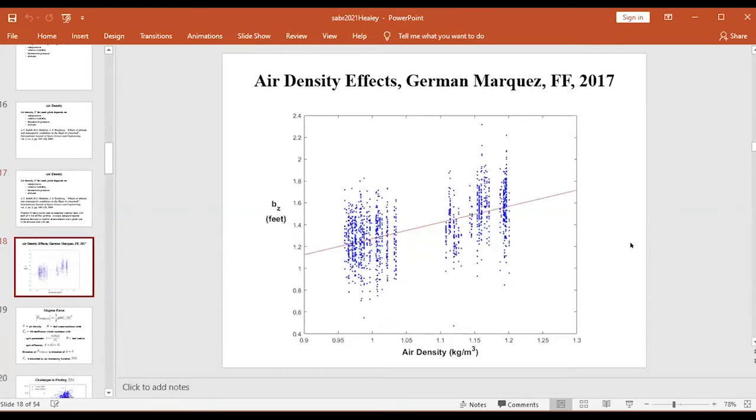And just an example of what the air density does, this is plotting vertical movement against the air density for Germán Márquez, 4-seam fastball a couple years ago. And you see that the vertical movement increases with the air density, as the model would predict. A low air density, you could think of a warm day in Colorado, and a higher air density, you can think of, say, a cold night in Boston. We also see that there's a lot of scatter here, and we're going to talk some more about that.